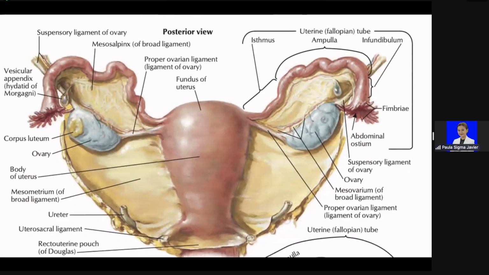Here is another review of the broad ligament. We have here your broad ligament: the mesosalpinx, the mesovarium, and the mesometrium. Okay, which all contain your fallopian tube. Again, you will see here that it is the most superior portion of your broad ligament.